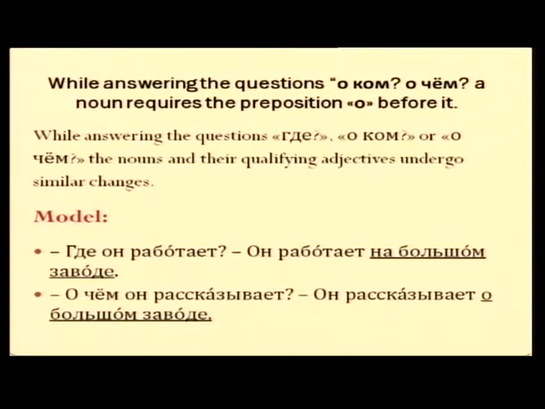Here, if you pay attention to the usage of prepositions, о чём он думает or рассказывает, о большом заводе. So, accordingly, if you pay attention to the endings of the adjective and noun, they are undergoing similar changes, like we have seen and talked about while using где. Accordingly, the same changes are happening when we are using о чём. О чём он рассказывает? О большом заводе. Here, we have dropped the preposition на and used о because we are using the question о чём. In the first example, we have used the question где. That is the basic difference.